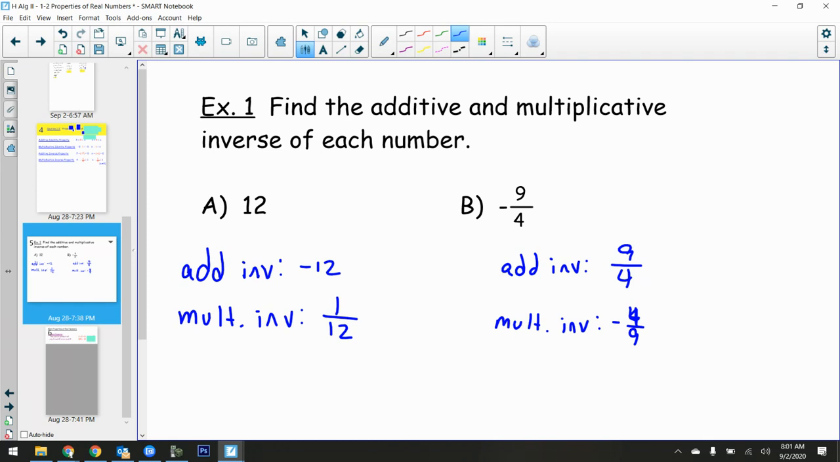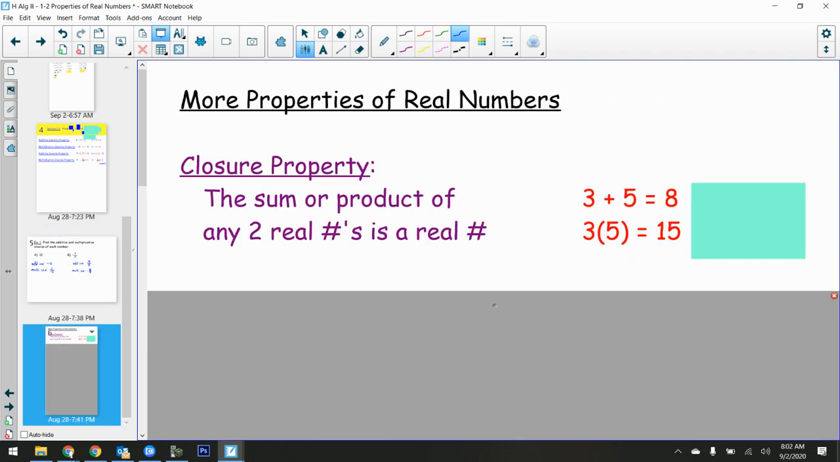Let's talk a little bit more about some other properties that we may have. The closure property. The closure property is a little weird. The only reason it's weird is because it's hard to wrap your mind around a counterexample. The closure property says that if you've got the sum or product, and I'm only talking about sum and product, if you've got the sum or product of any two real numbers, it's also a real number.